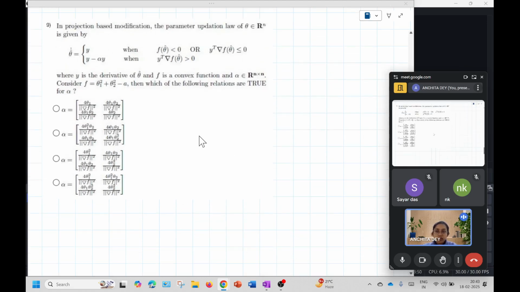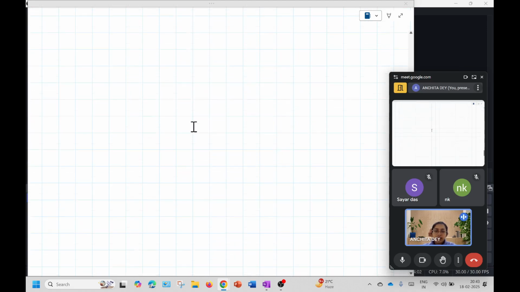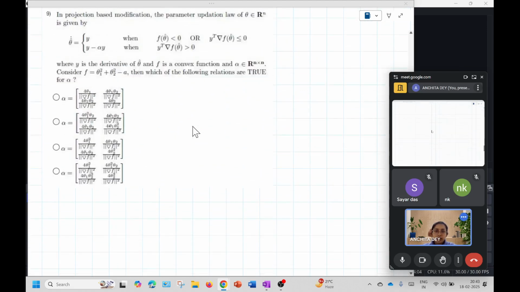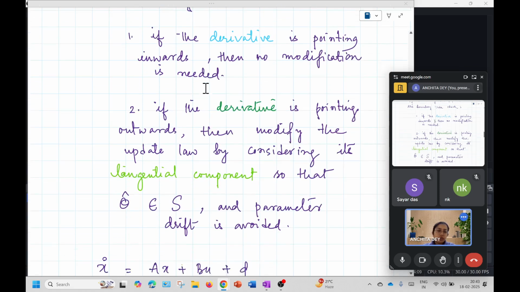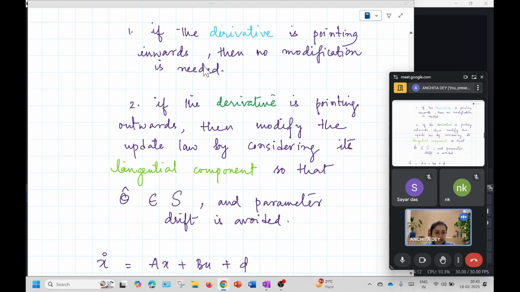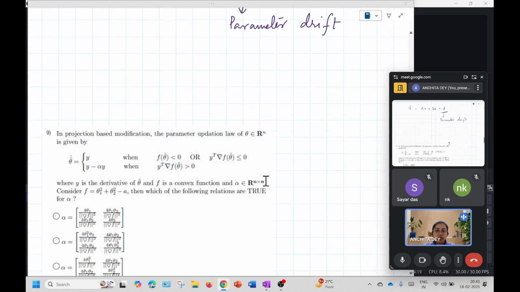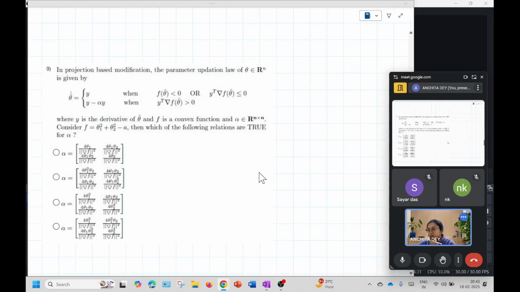And then this is the last question for today. It is relevant to this very part that we discussed. We will check at the boundary. What we do is check if the derivative is pointing inwards, then no modification is needed, right? If the derivative is pointing outwards, then we will use the tangential component. So let's see how we can actually do it. Maybe I'll just write it down.